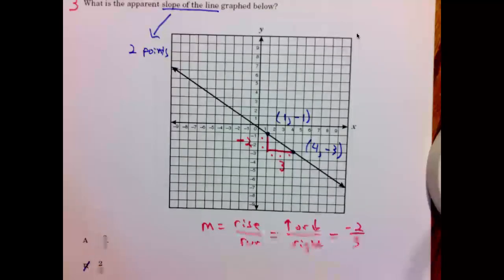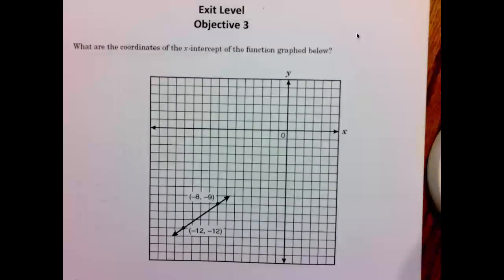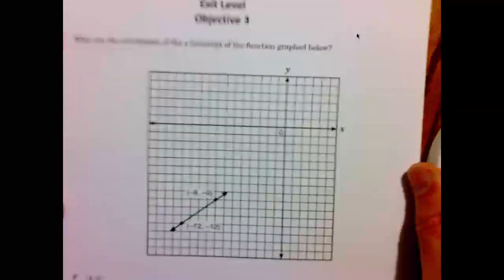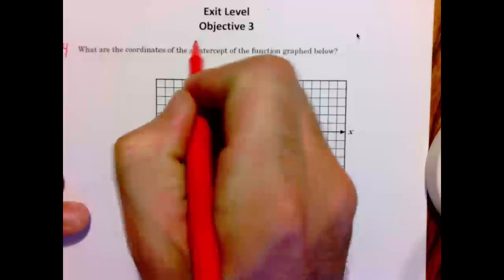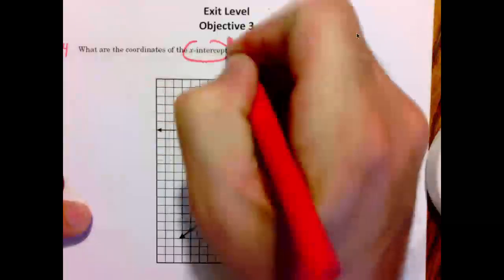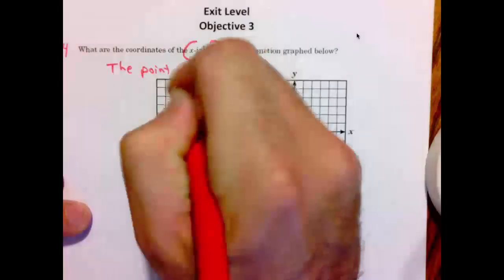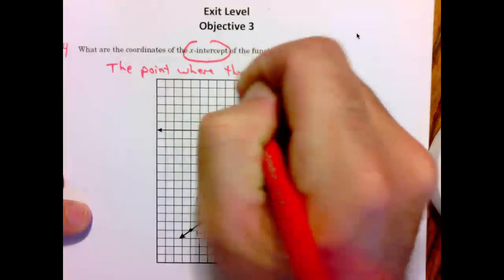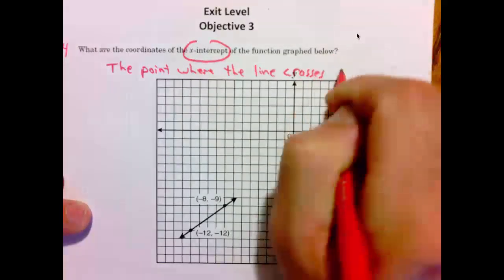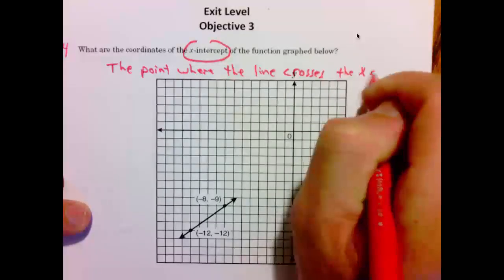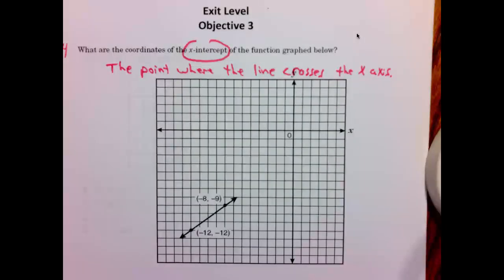Number 4. What are the coordinates of the x-intercept of the function graphed below? Well, the x-intercept is the point where the line crosses the x-axis. Likewise, the y-intercept is the point where the line crosses the y-axis.